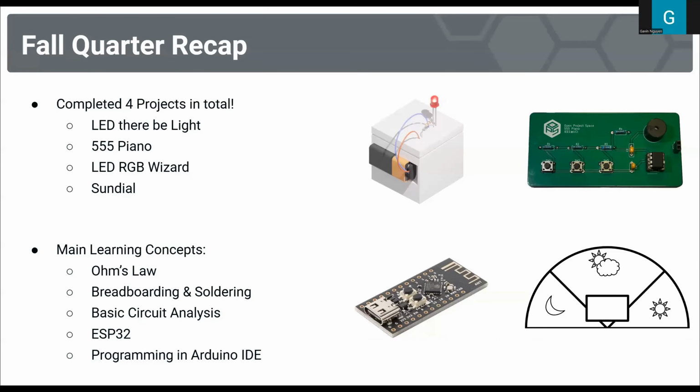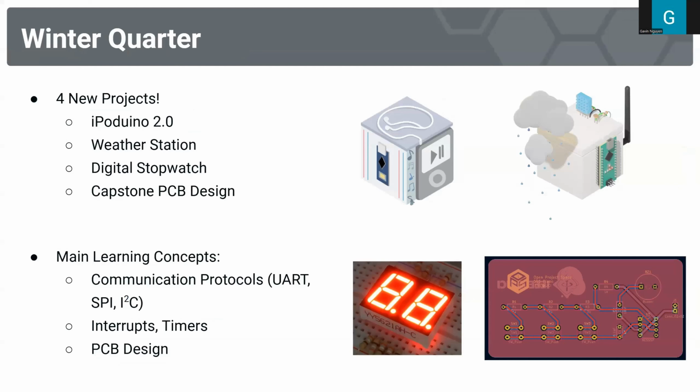And then moving on to winter quarter, building upon what you guys have learned so far, which is already a lot, we're going to learn more in 4 new projects. So project 5 is going to be an iPodUino. That's going to be an MP3 player based off of an ESP32 microcontroller that's going to be able to skip tracks and play some tunes. And then you're also going to be able to add some of your own songs on a micro SD.